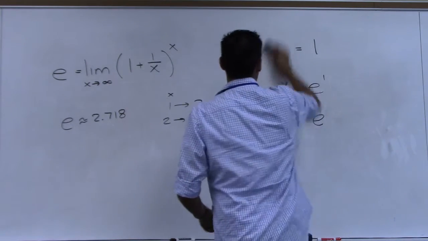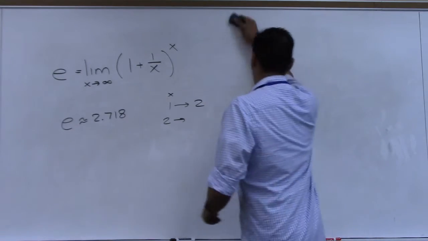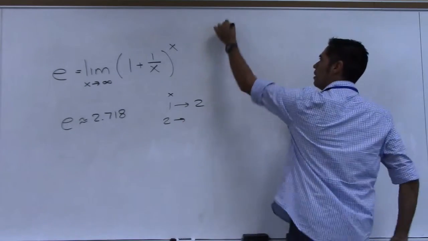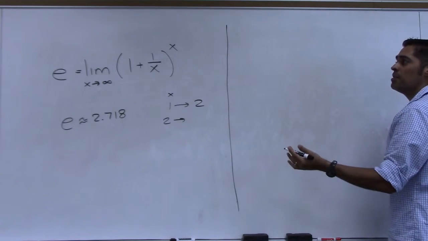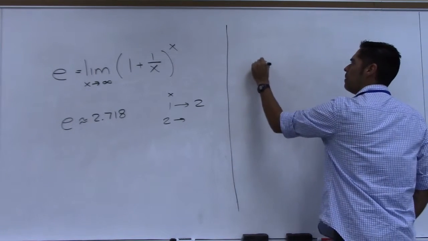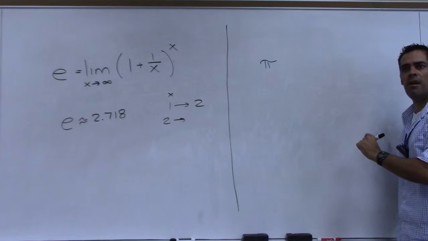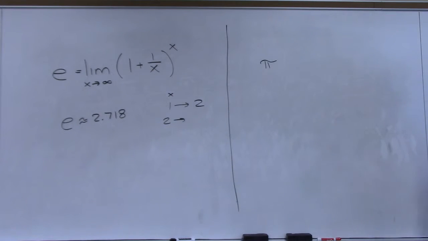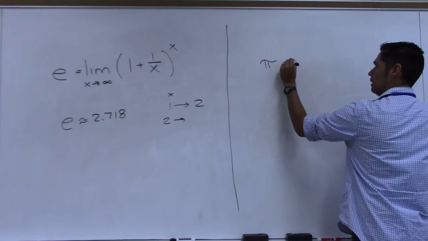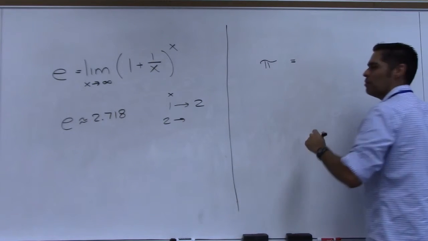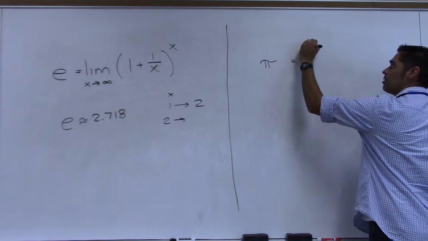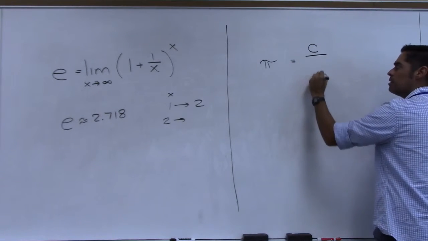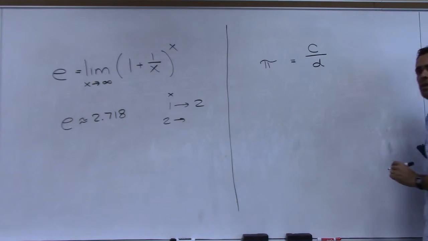So since I'm out of time, I'll just share a couple of things with you. Some of the most well-known numbers in mathematics are things like pi, right? Pi is one of the most common ones. And if someone asks you, what's the definition of pi? You would say 3.14 is what it is, but by its definition, it's the circumference of a circle divided by its diameter. That's the definition of pi.